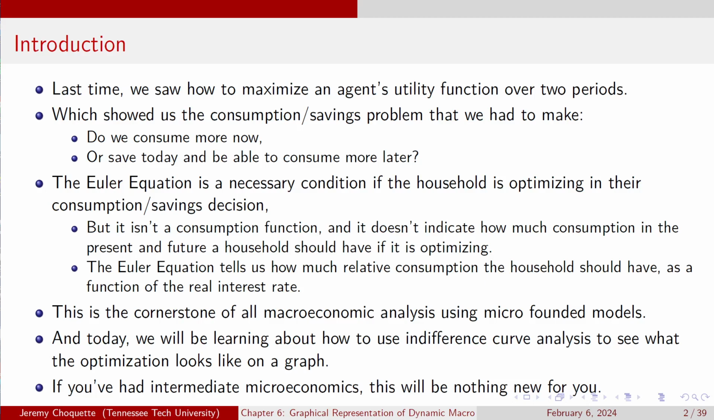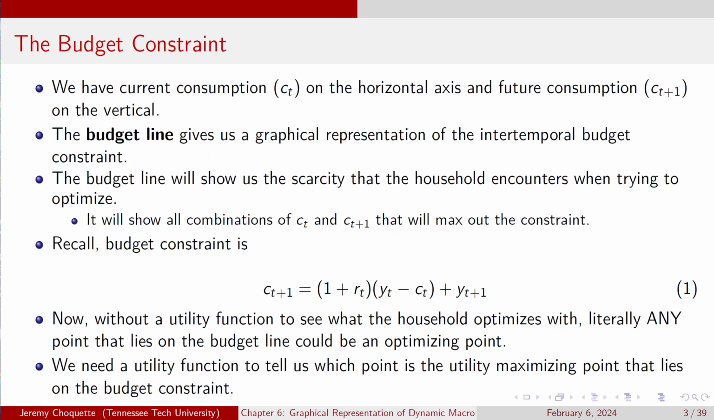individual people are choosing. So today we're going to be learning about indifference curve analysis to see what the optimization looks like on a graph. And hopefully if you can see it on a graph, it'll make a little bit more sense. Now, if you've had intermediate microeconomics before, then this is going to be nothing new. And if you haven't had intermediate micro and you end up having to take it, then when you take that, that will be nothing new. So either way, at some point, you're going to go, hey, this is nothing new.